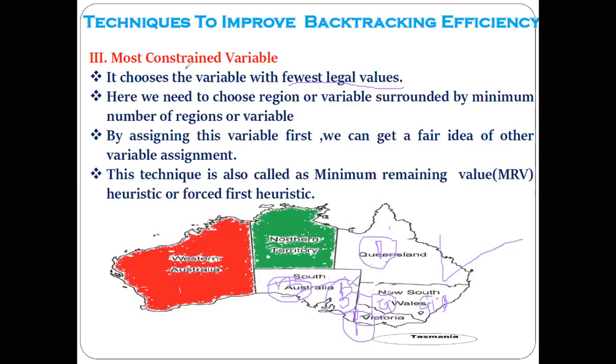Here, in case of this technique, we have to follow two steps. First step is what? First, you have to see the variable surrounded by the minimum number of regions. Yes or no? Yes. After selecting that variable, you have to color that variable. Got the point? And after coloring that, you have to see which remaining values are there for its neighbor. And after seeing which values are remaining for its neighbor, you have to see the fewest legal values out of that. Just like we have done here.